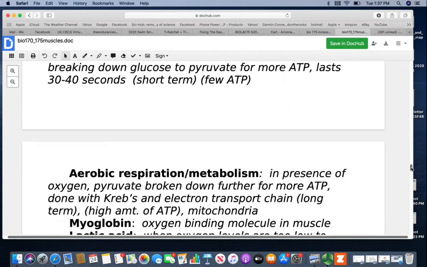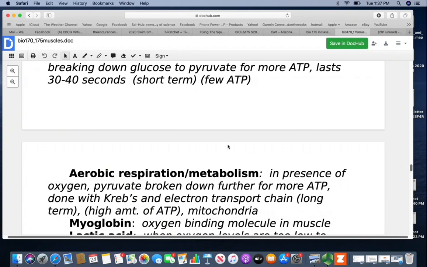With aerobic respiration or metabolism, this is going to occur in the presence of oxygen. So you would take that pyruvate and you're going to keep breaking it down. It's going to be done through the Krebs cycle and electron transport chain. Those are going to give you a longer term source of energy, higher amount of ATP. However, it's just not going to give it to you as fast. And these will occur in the mitochondria.